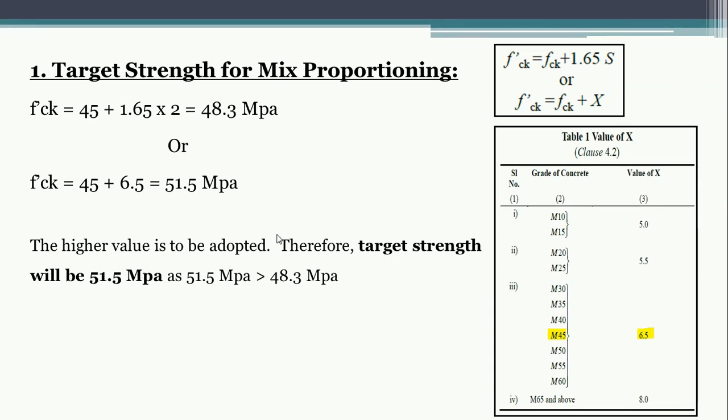Out of these two, whichever is the higher value should be adopted. You know that. So the higher is 51.5. So 51.5 is the target strength after the 28 days test.